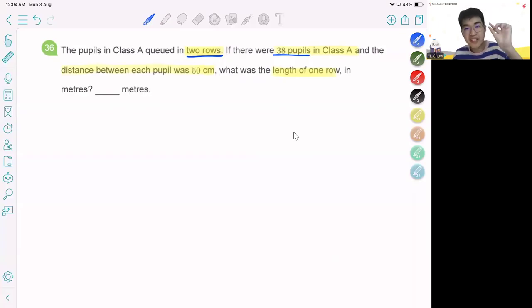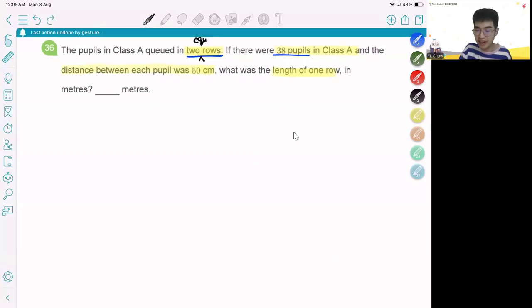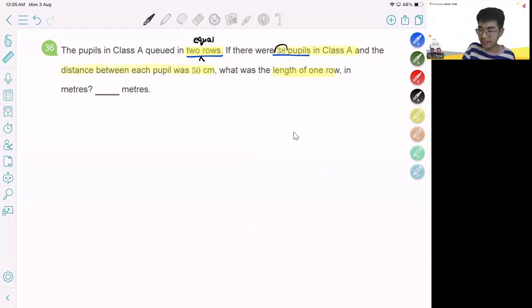Okay. Now, there is actually a slight detail that was missed out in this question, but I think it's better to point it out. The question would be better if I highlight that these two rows are equal. Because who knows, maybe one row is shorter, one row is longer, right? So to clarify, let's just say that this is two equal rows, and then there are 38 pupils in total. So how many students will there be in one row?